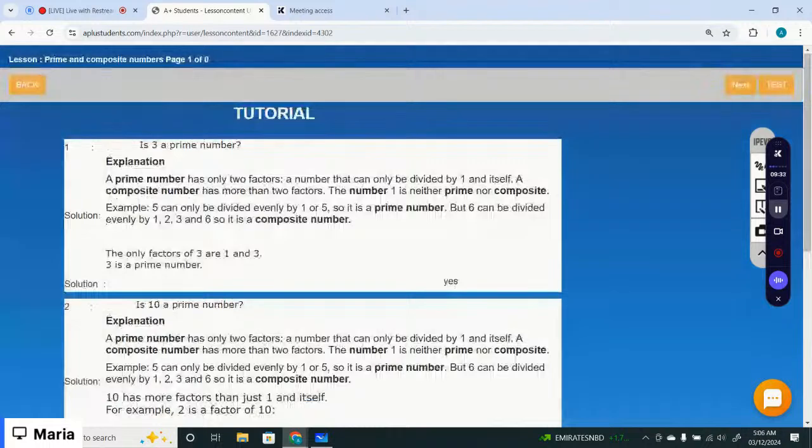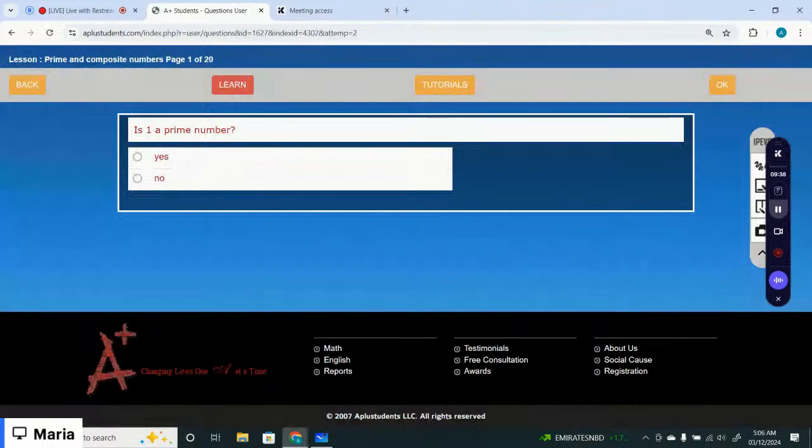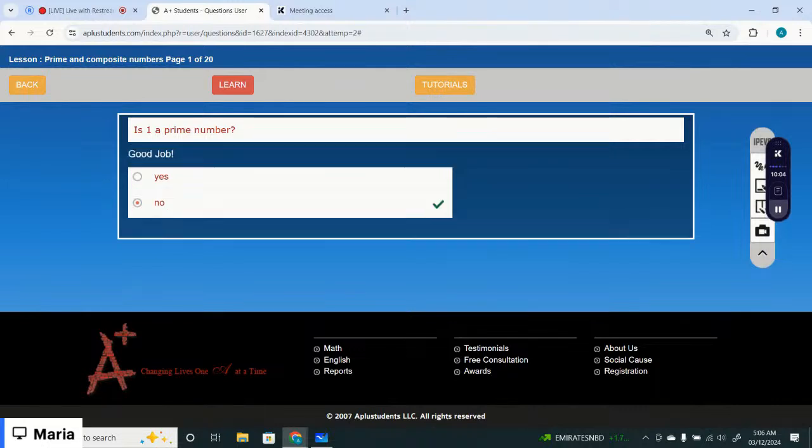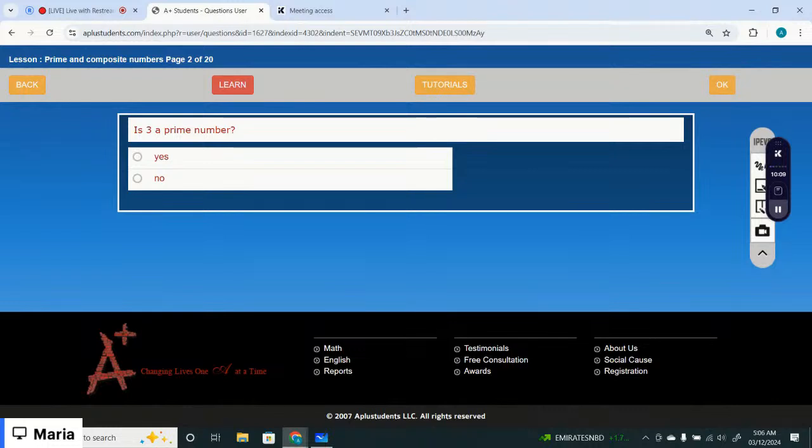Let's just start with the test questions. Is 1 a prime number? 1 is neither prime nor composite. The correct option is no, 1 is not a prime number, right? 1 is the only number that is neither prime nor composite.